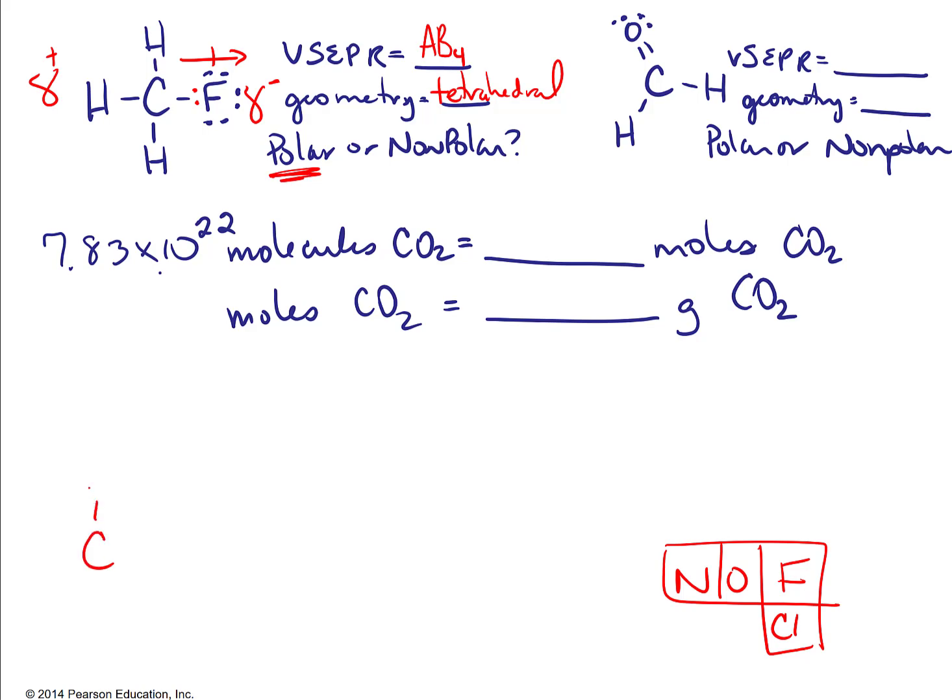Whereas if I had methane, CH4, same shape, same tetrahedral, but there's no nitrogen, oxygen, fluorine, or chlorine, so these bonds are shared very evenly. So there is no slight negative inside it. This is a nonpolar molecule. So if you see one nitrogen, oxygen, fluorine, or chlorine in a covalent molecule, then you know that the sharing of electrons is not even, and it's going to create a polar molecule.